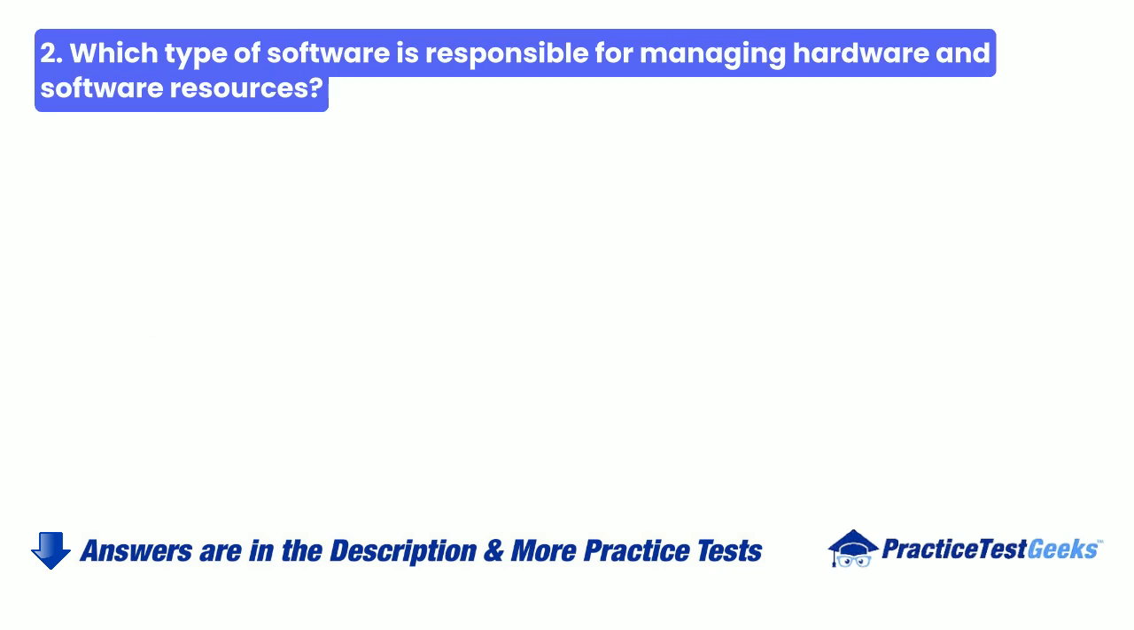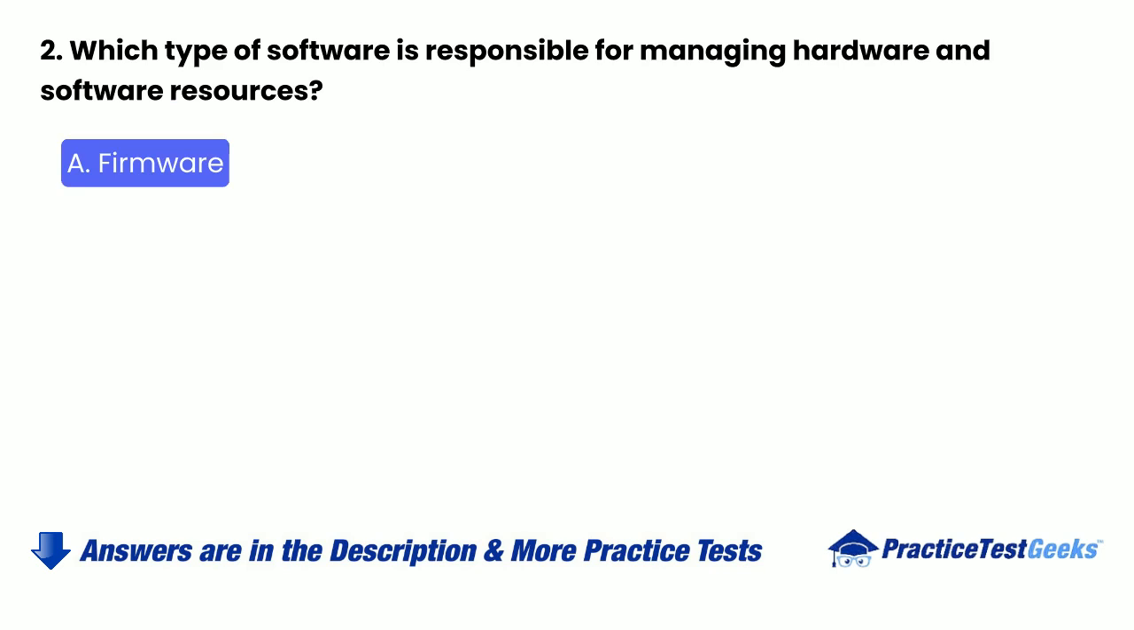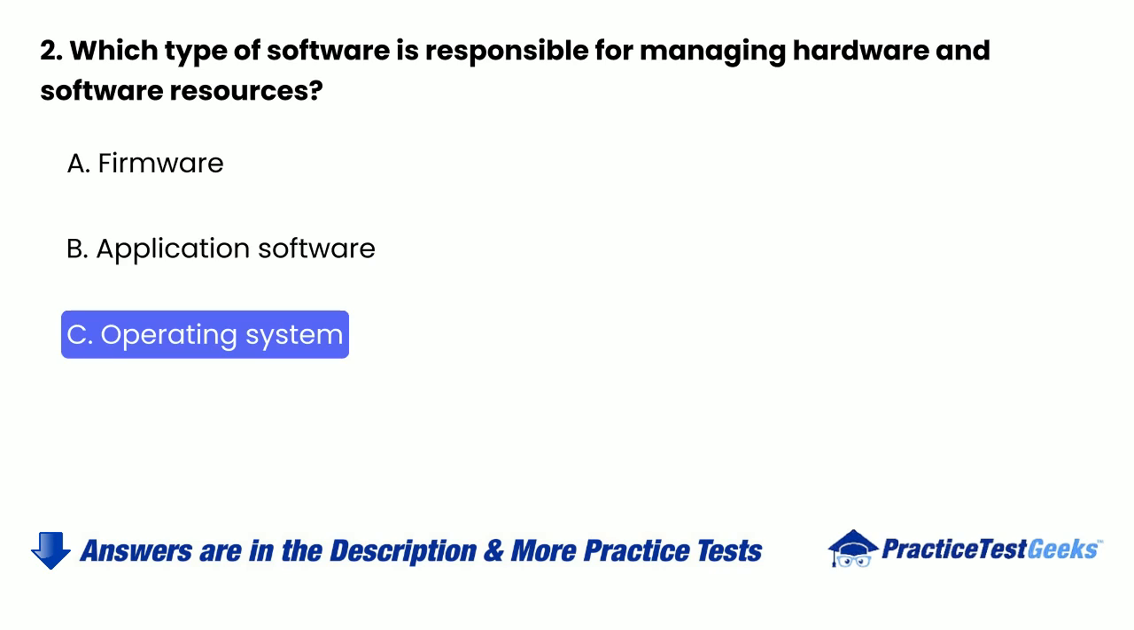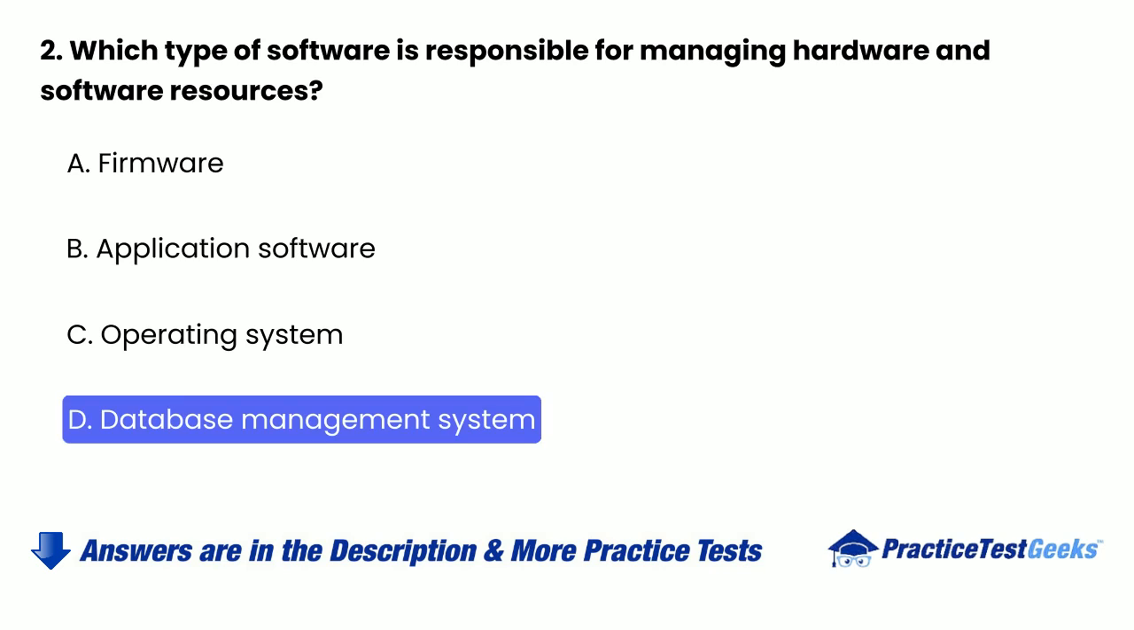2. Which type of software is responsible for managing hardware and software resources? A. Firmware. B. Application software. C. Operating system. D. Database management system.